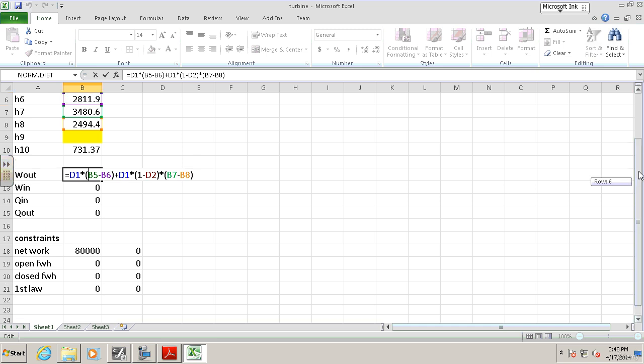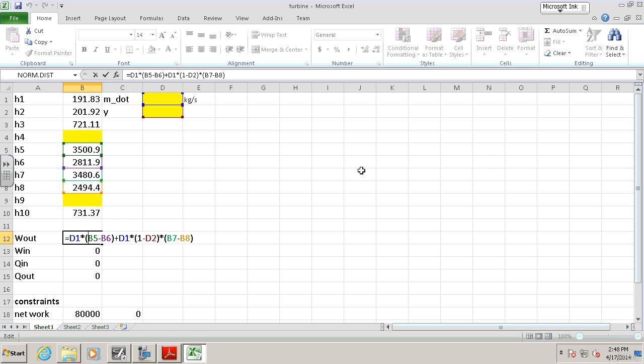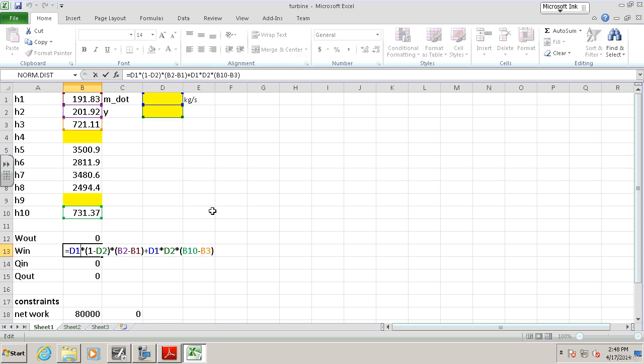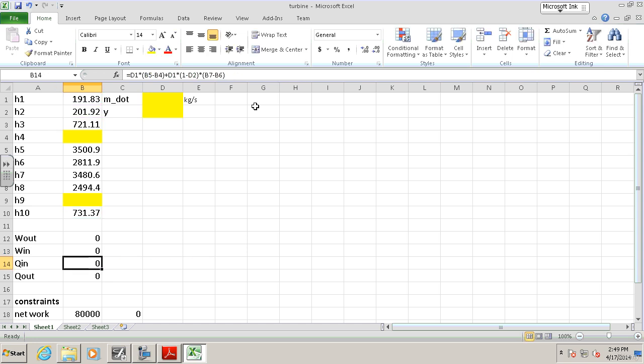Let me scroll up if I can, so you can see where I'm grabbing those variables. I did that for each one of them. I did that for work out, and for work in. Okay, there's the work in. I did them for all of them, including Q in and Q out.